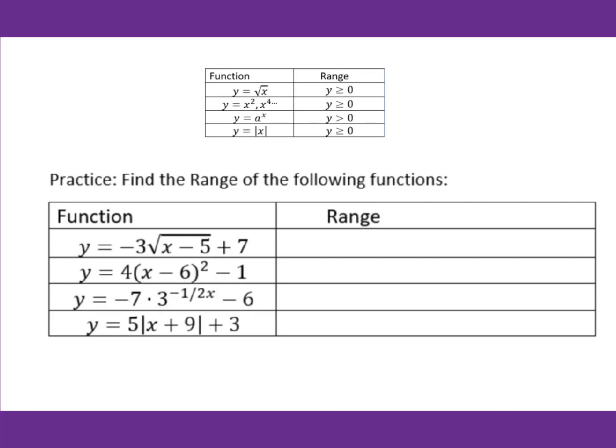Now do some practice. Find the range of the following functions. The first function is a square root function. For a square root function, we know the square root means y is greater than or equal to 0. Therefore, I found this square root and turned it into y greater than or equal to 0. Then we multiply by this negative 3.